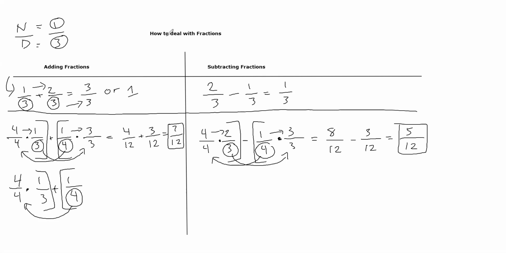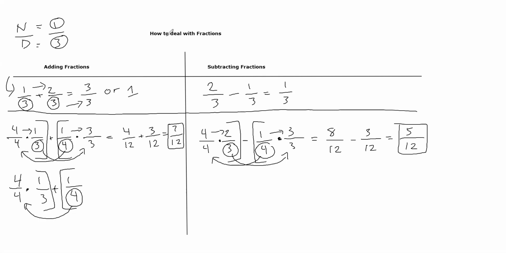So you might be wondering, why would I do that? Nothing's going to change. Well, yes and no. I'm not changing the value. The value is still going to be 1/3. I'm changing the way it looks so that it's compatible. So in this case, I have 4 over 4 times 1/3, right?